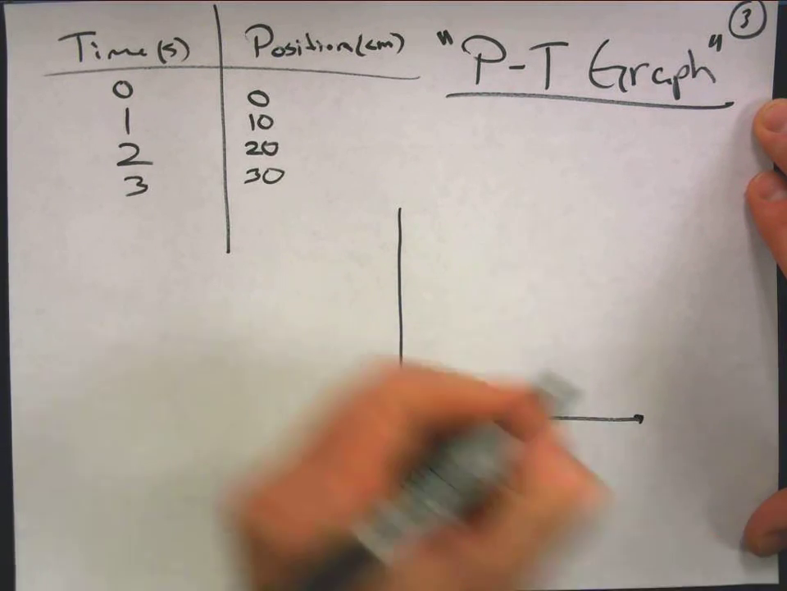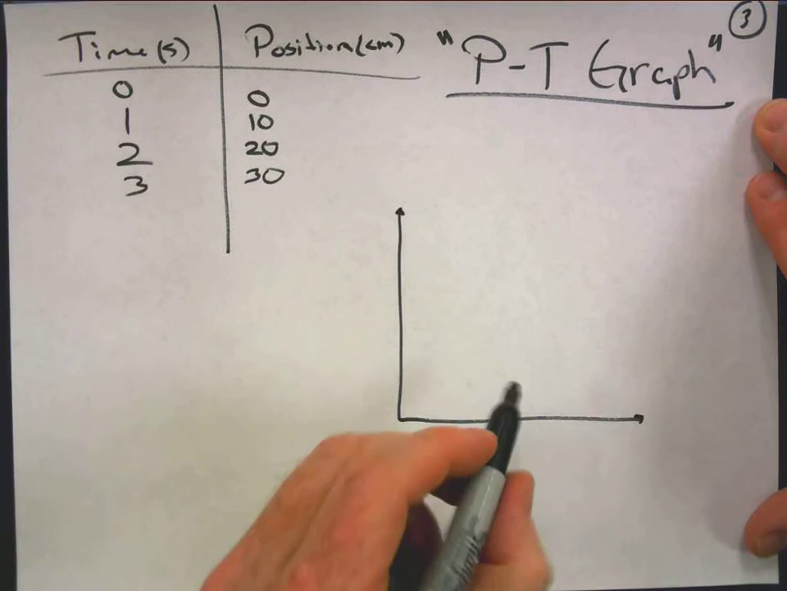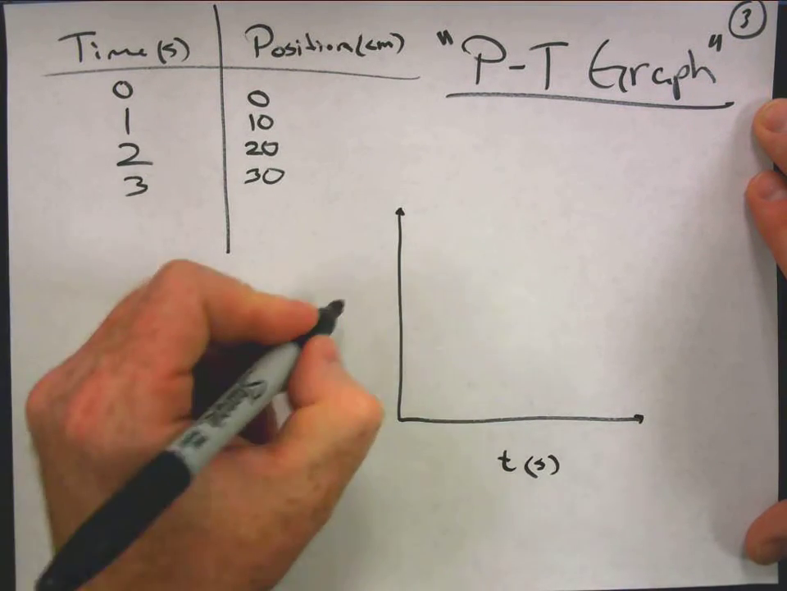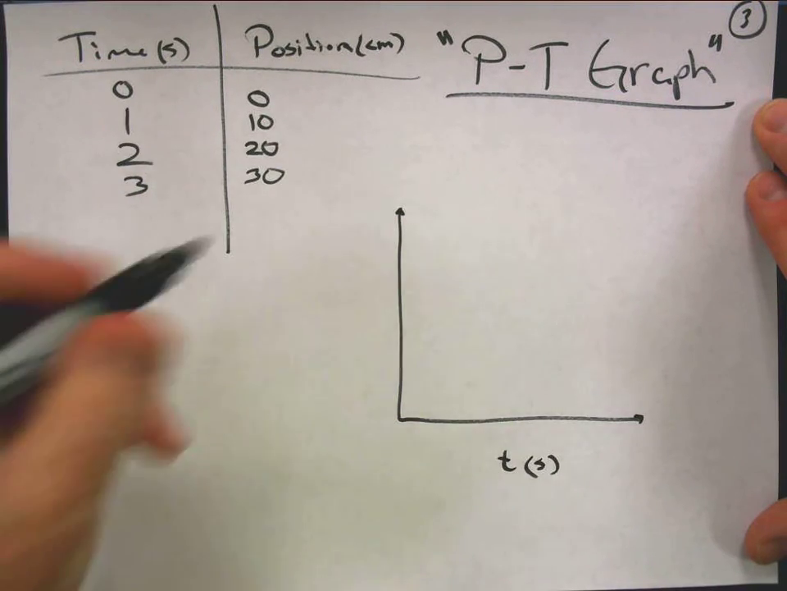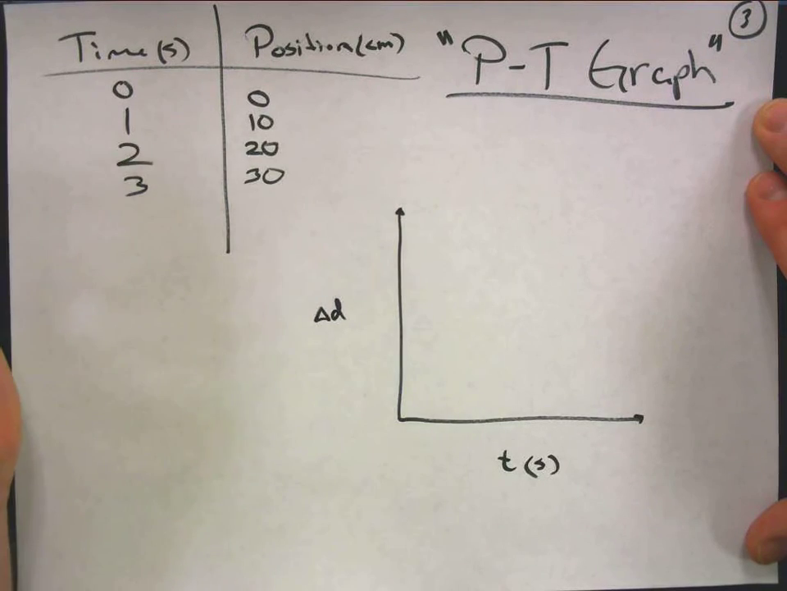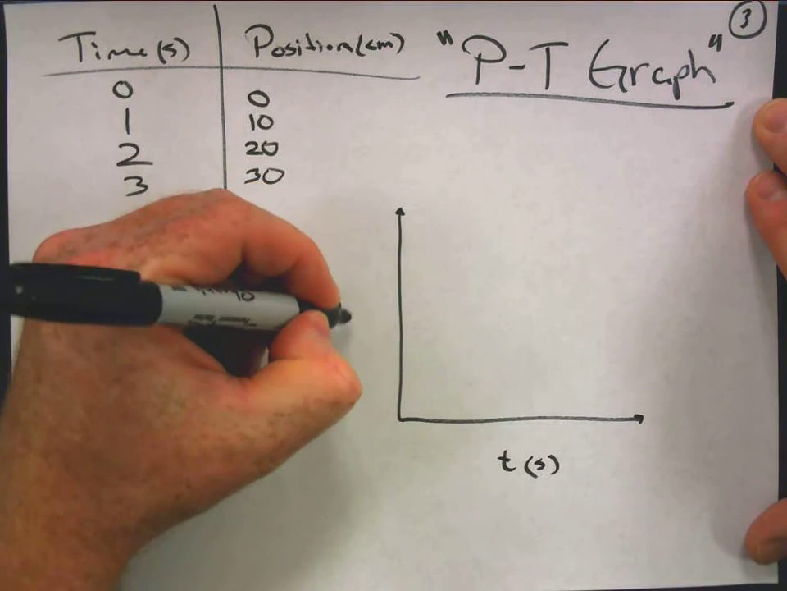So axis arrows. I'm going to have time measured in seconds. I'm going to have position. Now this is kind of silly. Position is our change in position, like that, delta D. My units are centimeters.